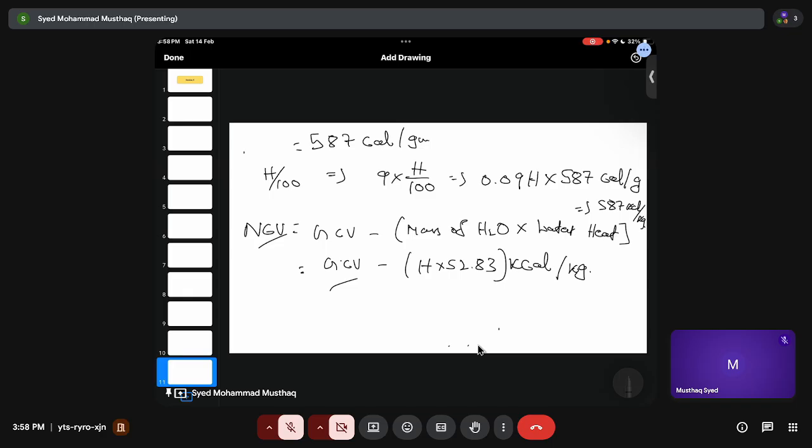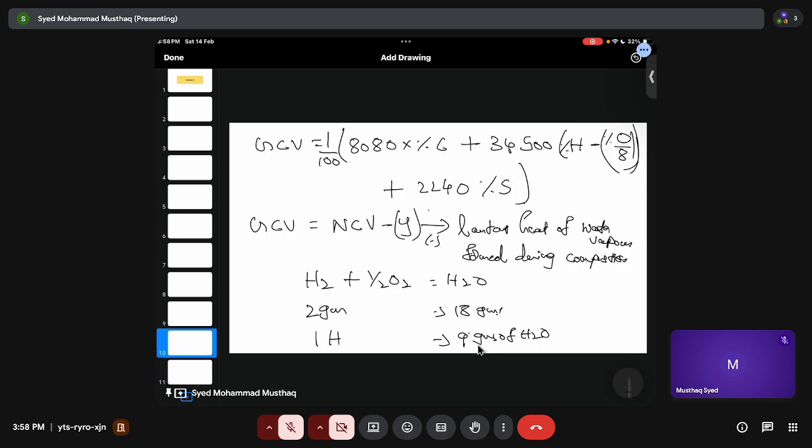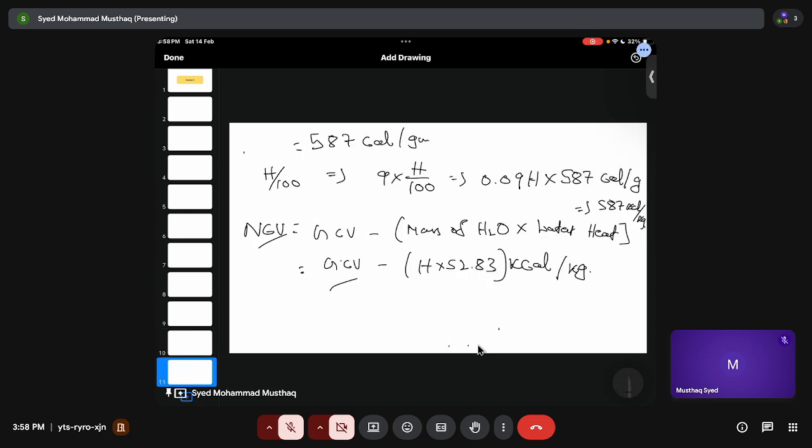Now this is about the NCV and GCV derivation. Now moving on to the formula that we have been doing. Now you know what our NCV value is. NCV will depend on how much carbon is there.